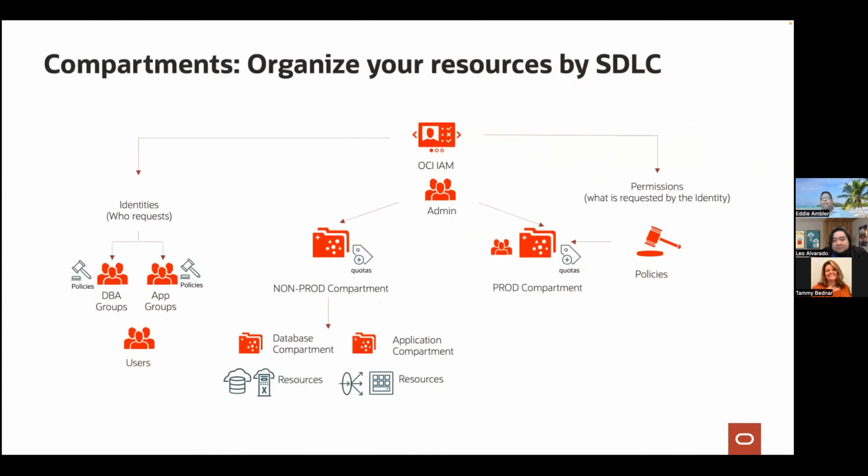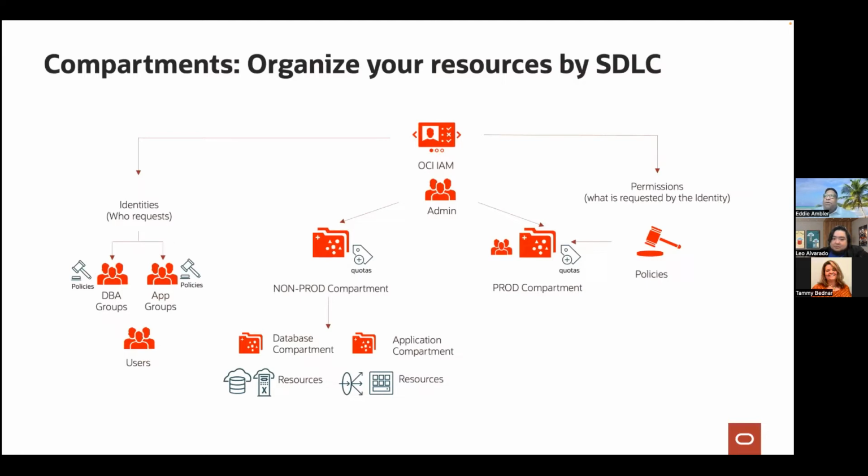Here is a great diagram that starts to really break down organizing things by SDLC. For those who might not know, SDLC is the software development lifecycle, right? Things start in development and they progress to tests, then they progress to UAT, into performance testing, and then they go into production, right? And so each one of those areas could have different administrators that are administering. They could have different budgets that are paying for those resources. Or they might just have different compliance requirements. So for those reasons, you would organize your compartments to meet the business requirements.